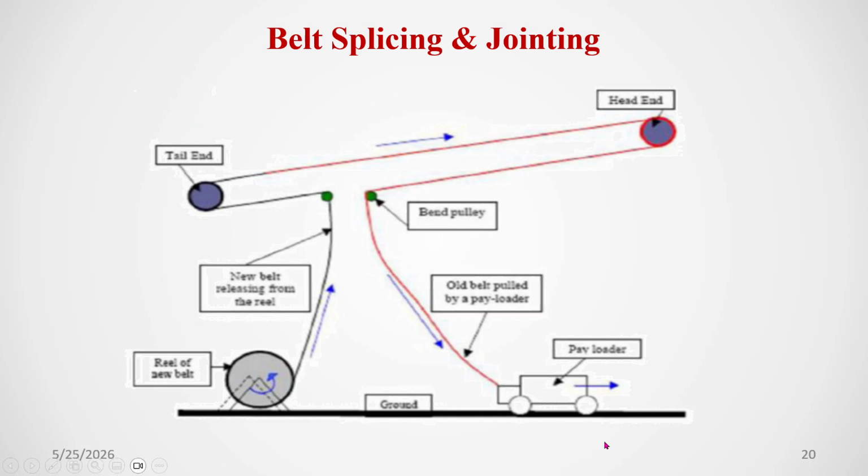Then remove the tie angles which hold it, and start pulling. When the new belt comes into position, you have to keep some margin, and then join the two belts, and then release the gravity pulley, and the tie-up of the whole tail end and head end should also be removed.